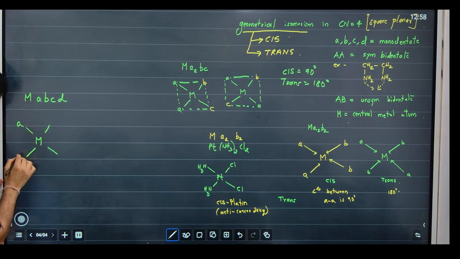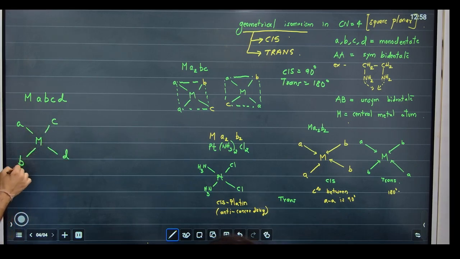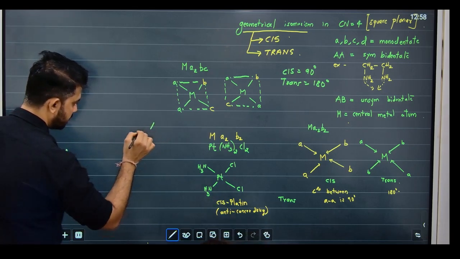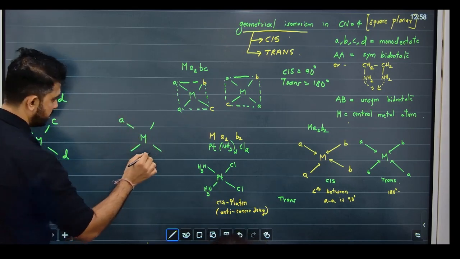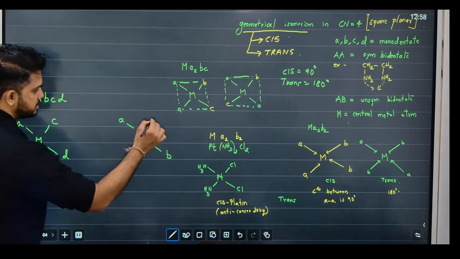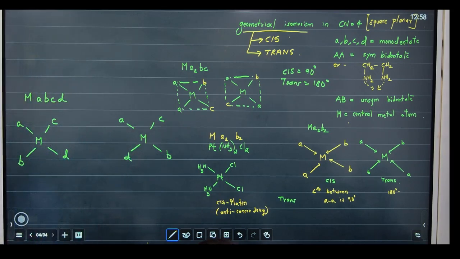So A B. What is the angle between AB, people? 90. A, B. Angle between AB? C, D. Getting that? But यहाँ पे एक problem है.